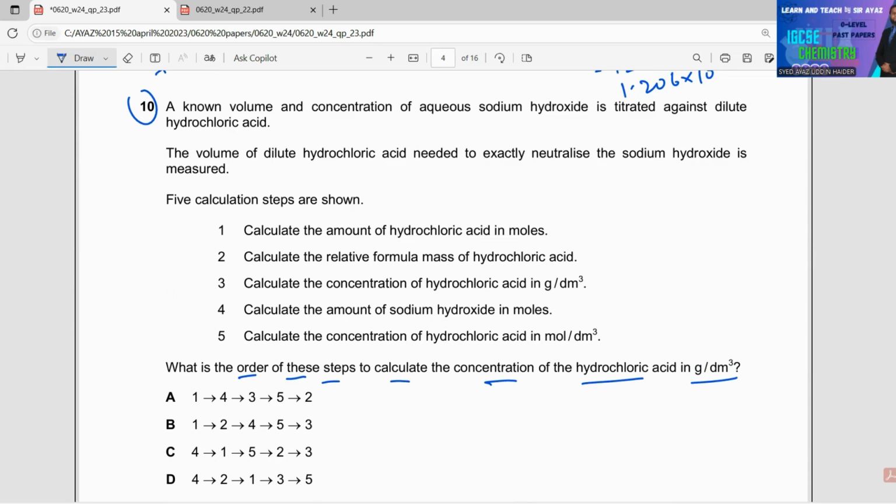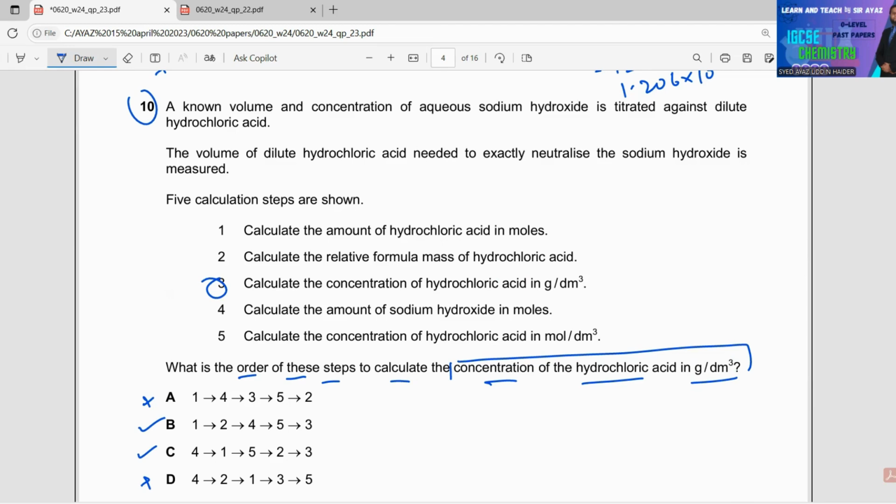So they need the concentration of hydrochloric acid in gram per decimeter cube. So this must be the last step. That's for sure. So either B is correct or C is correct. Both A and D are incorrect. Now we have to start with what?